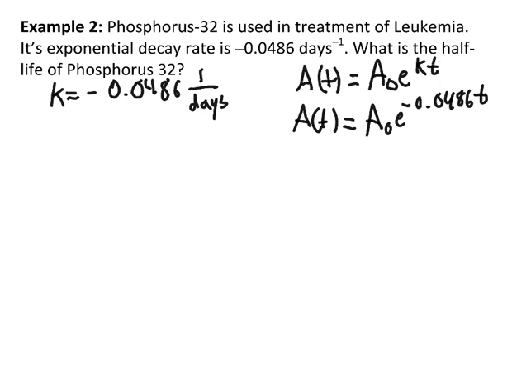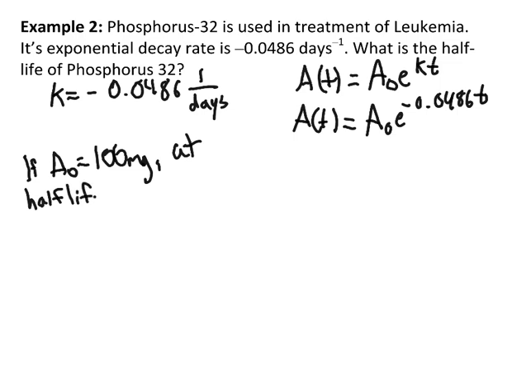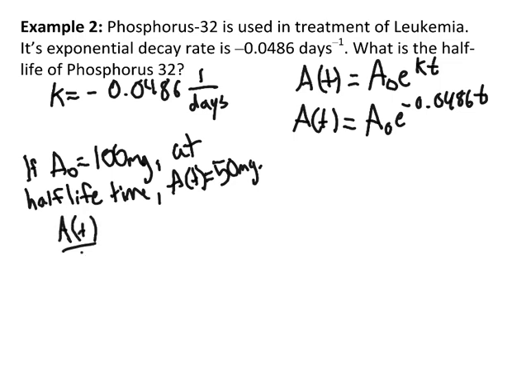So if I think about it, if A0 was, say, 100 milligrams, then at half-life time, whatever that is, I don't know what the half-life is right now for phosphorus, then A of t would have to be half of 100, or 50 milligrams. So if I look at what A of t divided by A0 would be, that would be the 50 that you have at the end divided by what you started with. 50 over 100 is a half.